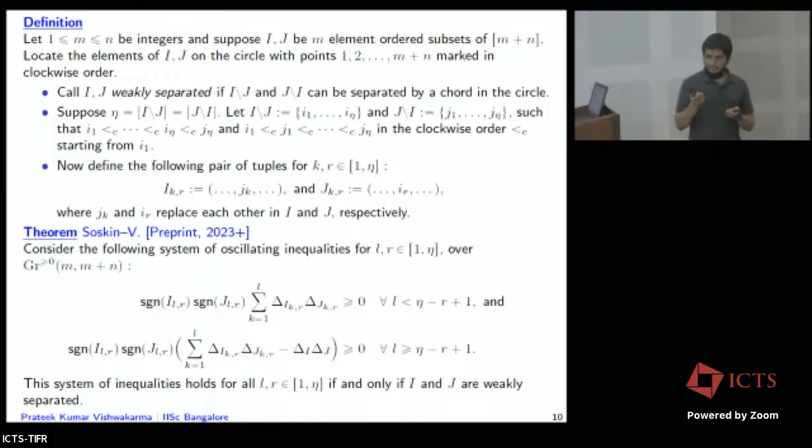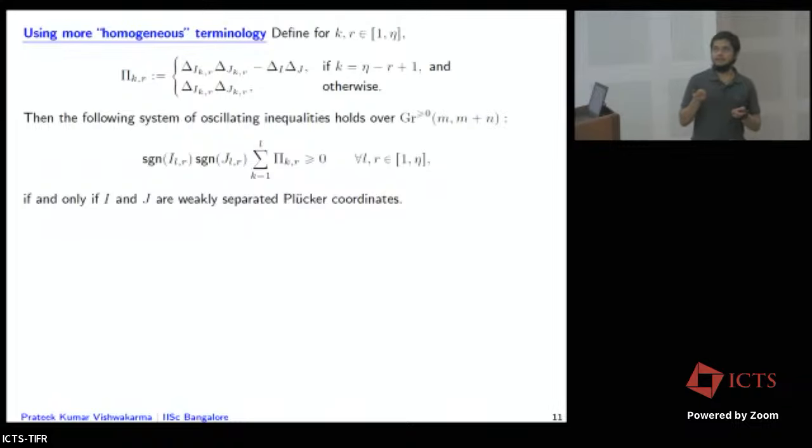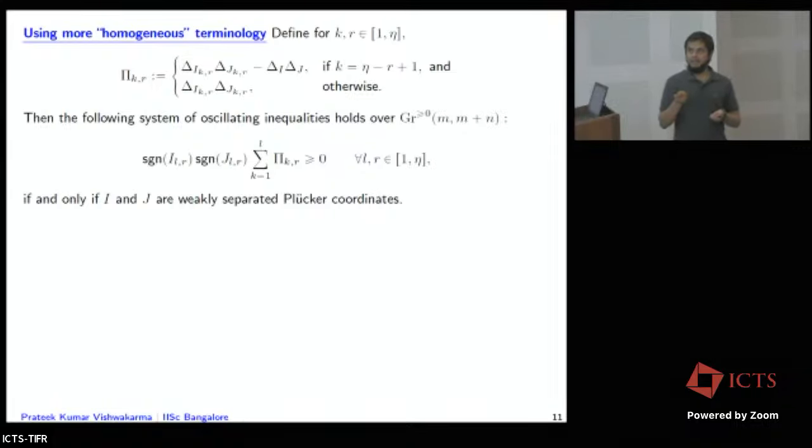Now, if you want to look at these inequalities in a rather homogeneous terminology, then again, as I said, we move the delta I, delta J terms and pair them with some delta I_kr, delta J_kr carefully, and we keep the rest of the delta I_kr, delta J_kr all by themselves. Then we just have to take the sum over the pi_krs and multiply with the corresponding sign of the last element that entered the inequality. Then we get all of these inequalities, and again these hold precisely only for weakly separated coordinates I and J.